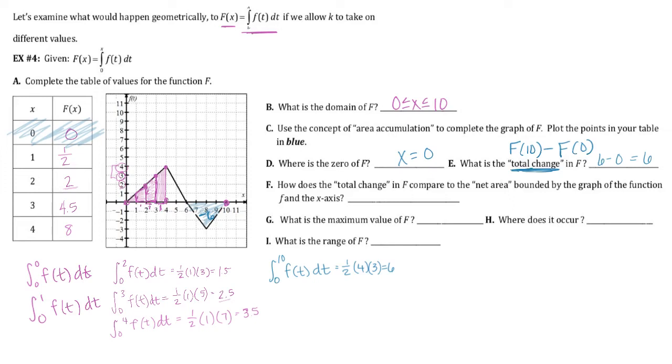All right, so let's look at our next question. How does total change compare to a net area bounded by the graph of the function and the x-axis? There's no difference there. These are the same. It's just like talking about distance versus displacement. Distance cannot be negative, versus displacement may be. So here again, your total change cannot be any different.